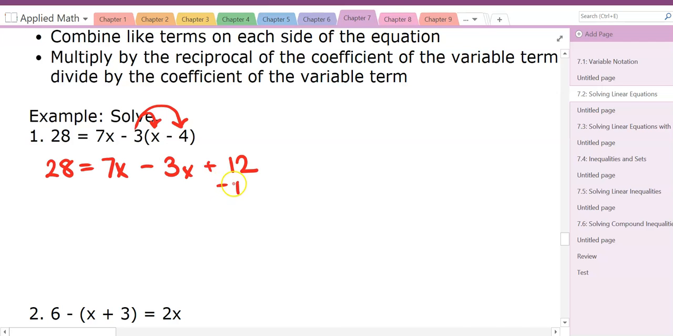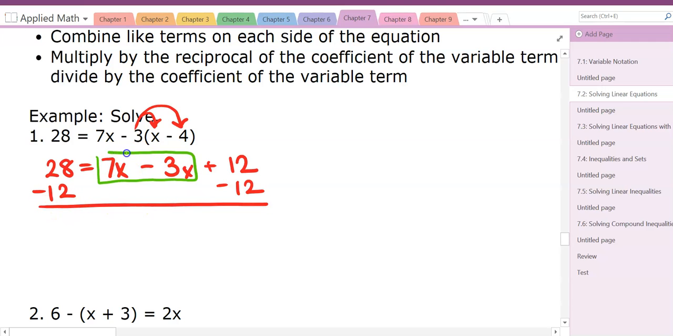I'm going to subtract 12 from 28. I'm also going to combine my x's there, because I've got 7x minus 3x. So 28 minus 12 is 16. If I combine 7x minus that 3x, I get 4x. Then divide by 4, I get x equals 4 for this problem.